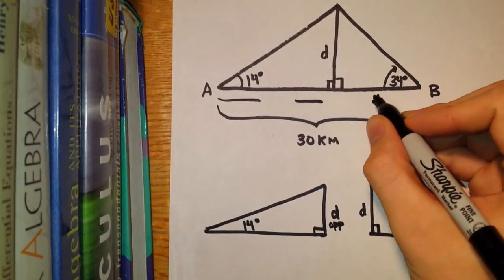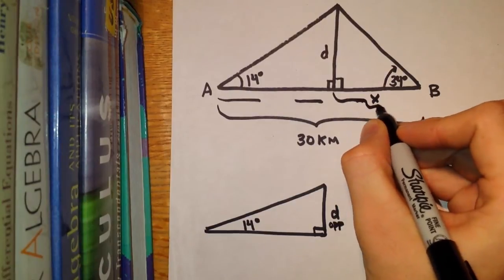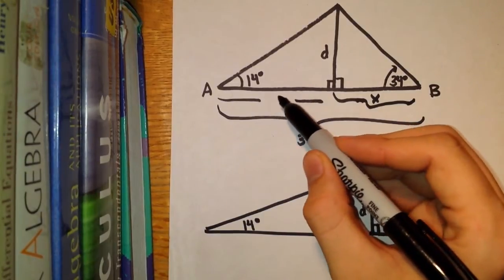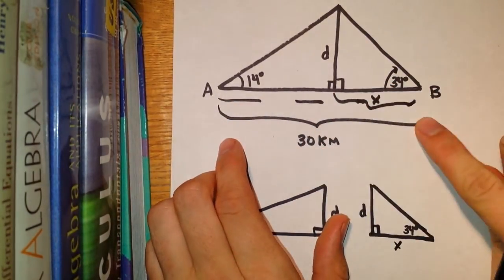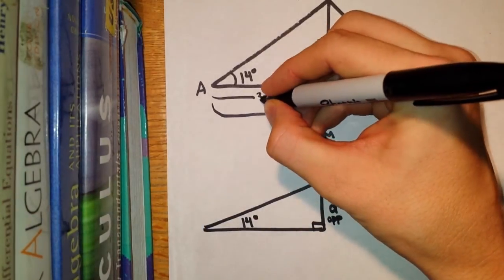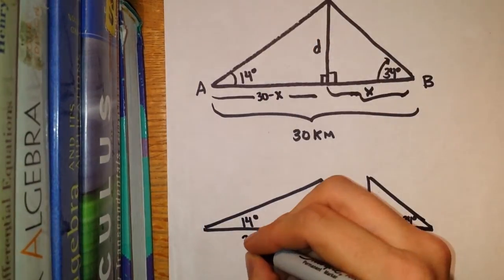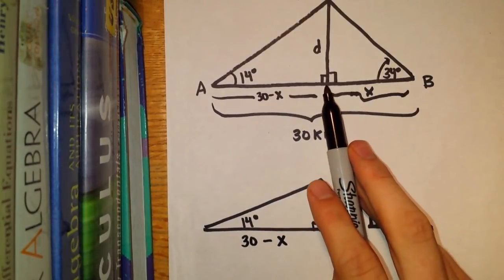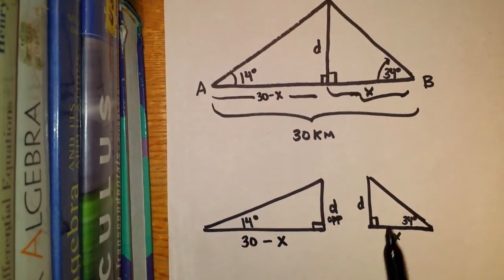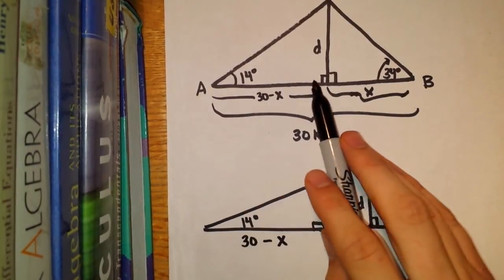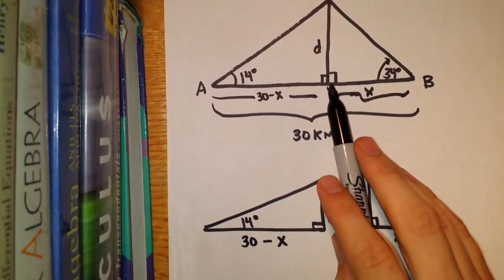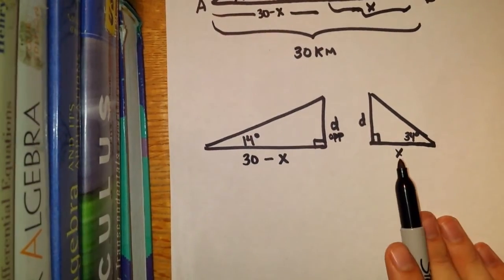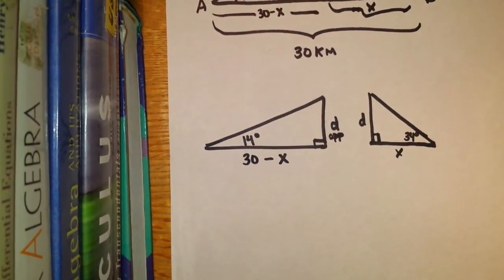If we called the distance from here x, that would give us a distance in this zone of 30 minus x. So the distance from the D here to B is x. The distance from A to this perpendicular line is 30 minus x. From these two triangles here, we're able to write our two trig functions.